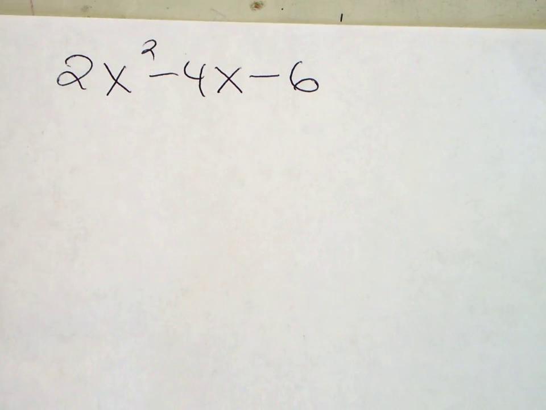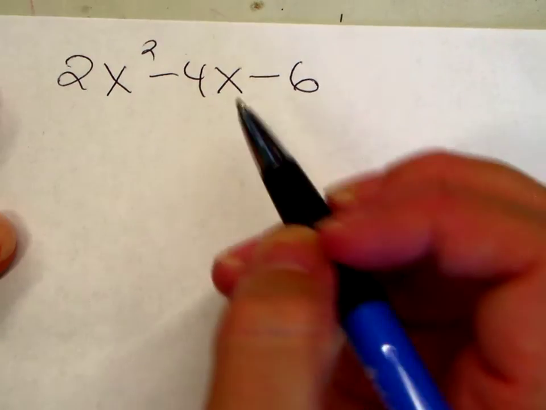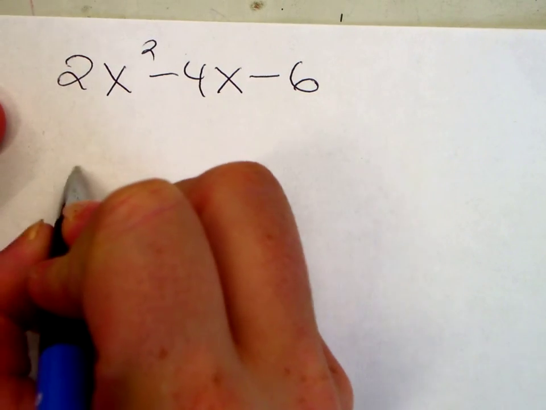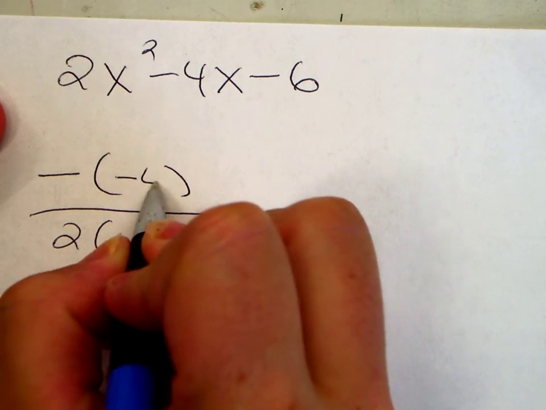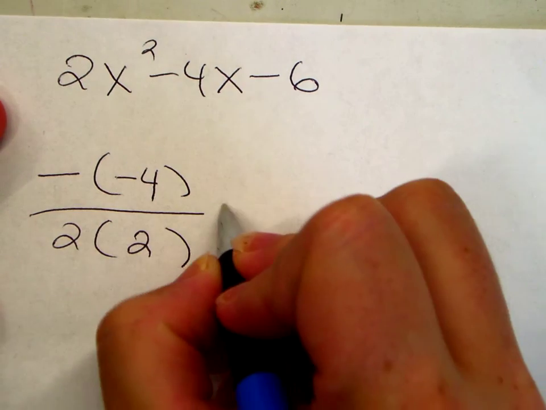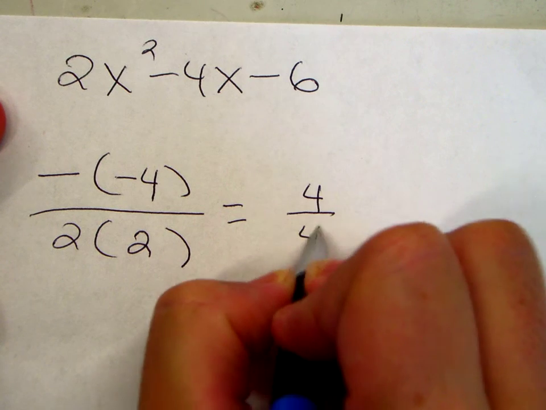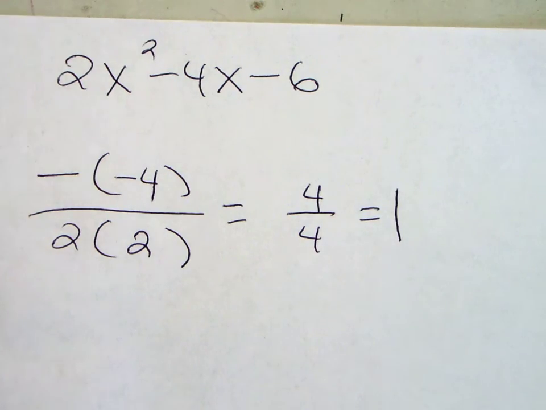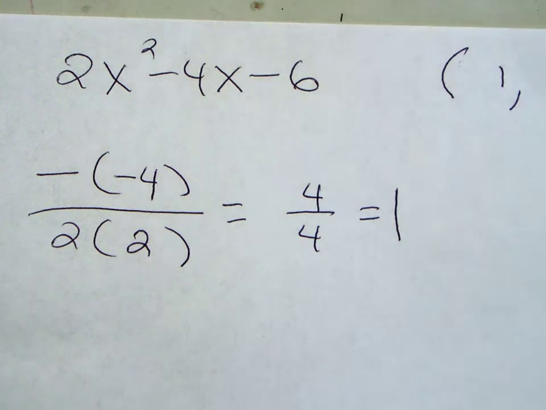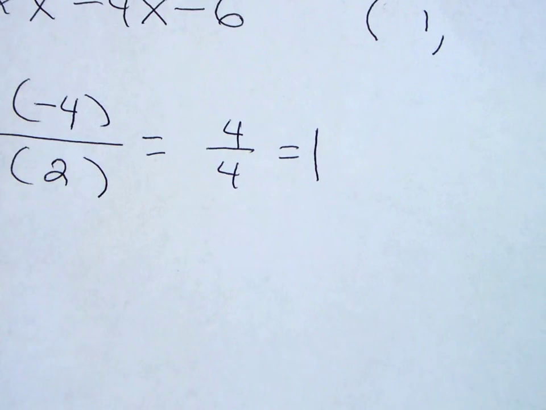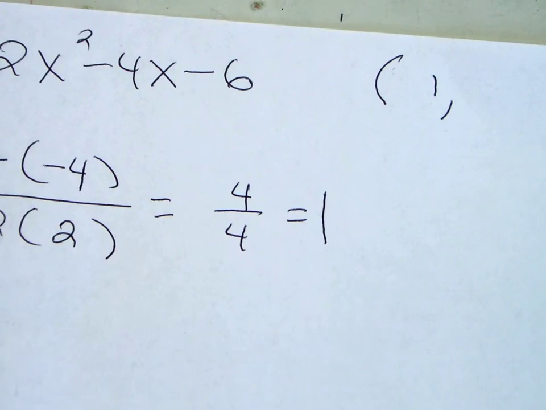So I need to do -b over 2a or factor it. Let's do -b over 2a. So -b over 2a. b is -4, a is 2. That's 4 over 4, which is 1. So my vertex is 1, comma. Now how do I find the y value?